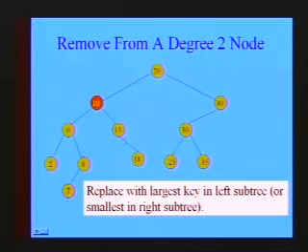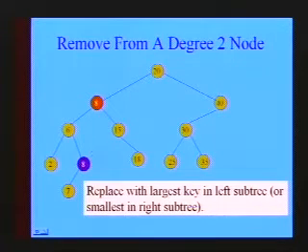So we replace the pair you're removing with the largest in the left subtree or the smallest in the right, and the examples I have consistently replace with the largest in the left subtree. So in this case, an 8. So this fellow is moved up here.